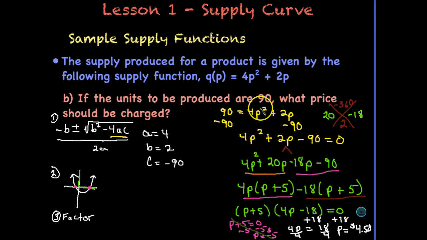So if we are willing to supply 90, what price should we charge to do that? Or what price should they pay us? That would be $4.50. And again, remember, we could have gotten that from our quadratic equation or from graphing on our online calculator, but that was just a sample of how to factor. We're almost finished. Let's look at one more portion.